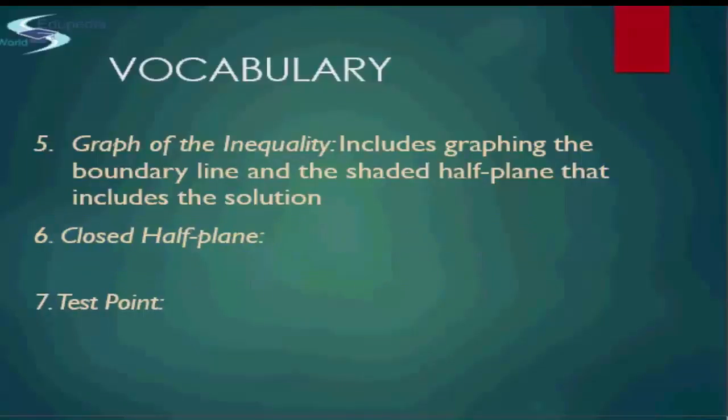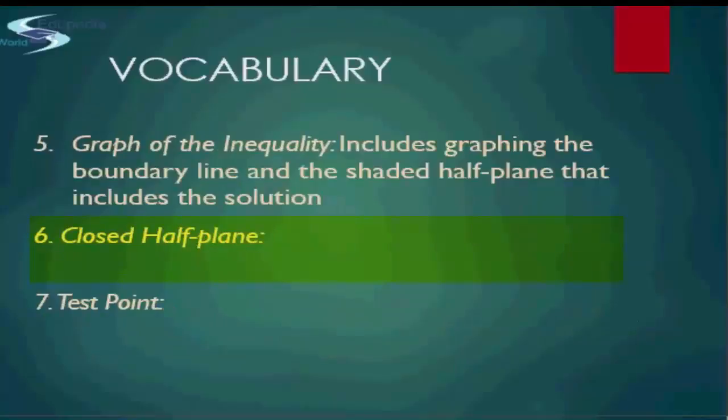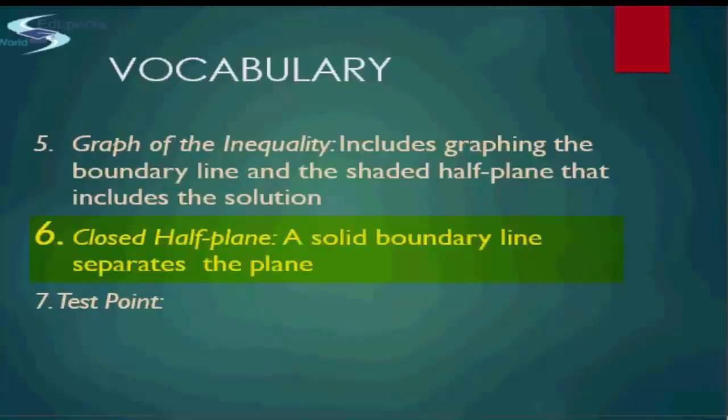Now I want you to notice one thing over here. We talked about the open half plane, which is a dashed boundary line that separates the plane, and then we have the closed half plane, which is a solid boundary line that separates the plane. It's pretty much like what we did in the previous lecture, in which we had a solid circle and an open circle to represent different types of inequalities.